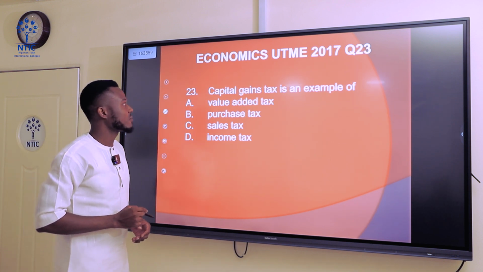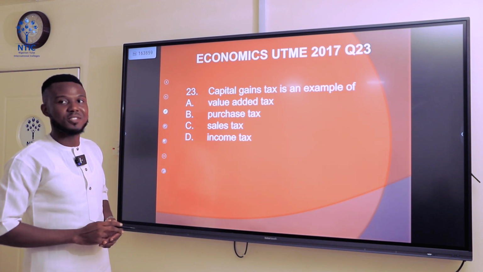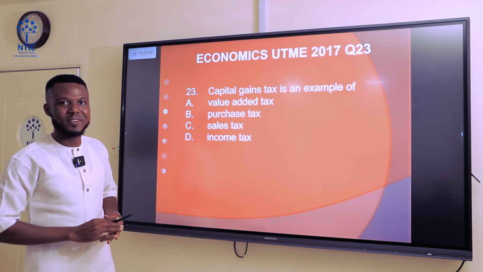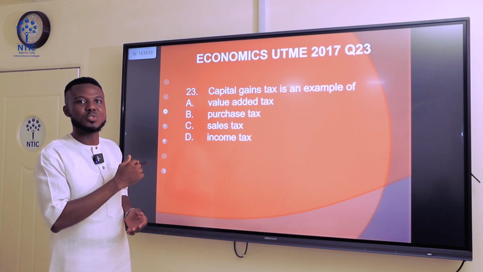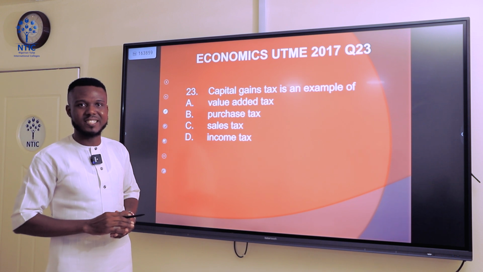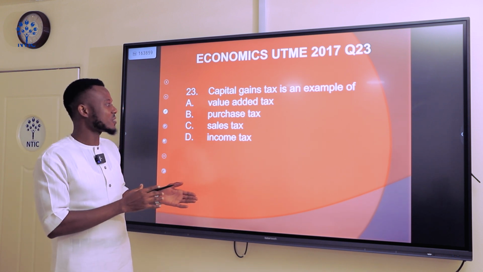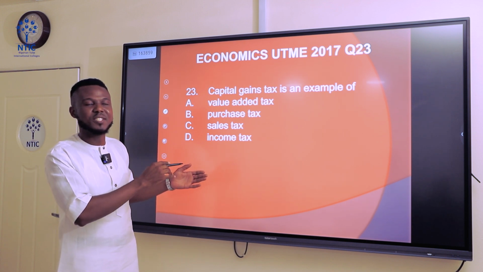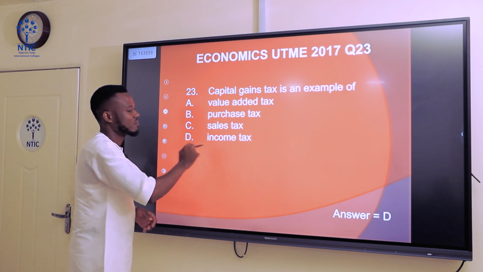Question 23. Capital gain tax is an example of... Capital gain, first, is the income a company gets from the sales of their capital asset. This income is subject to tax, and under the laws of Nigeria, it is taxed under the income tax. So our answer will be D.